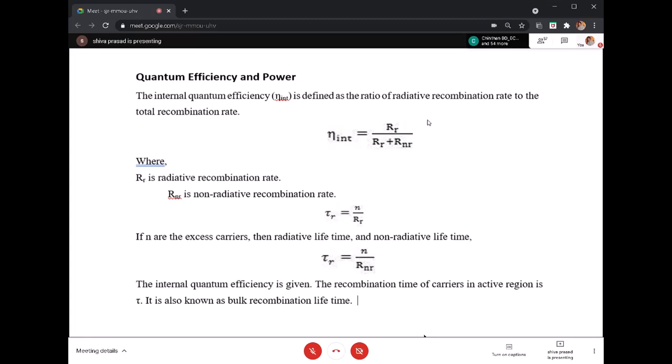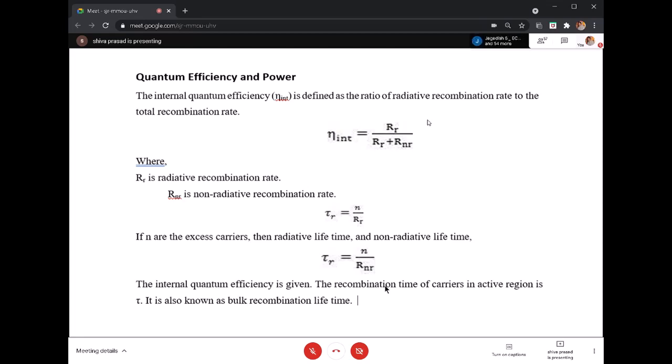Your next topic is quantum efficiency. What is quantum efficiency and power?